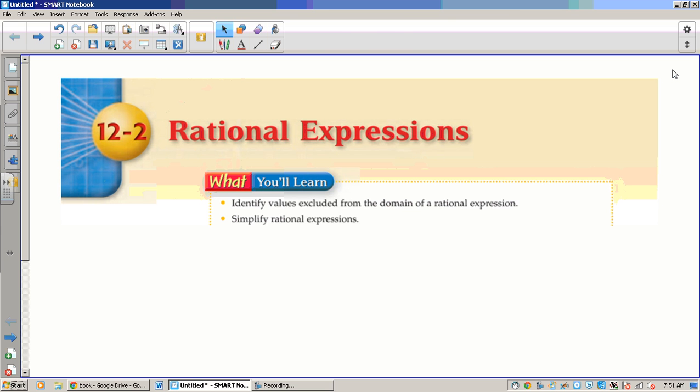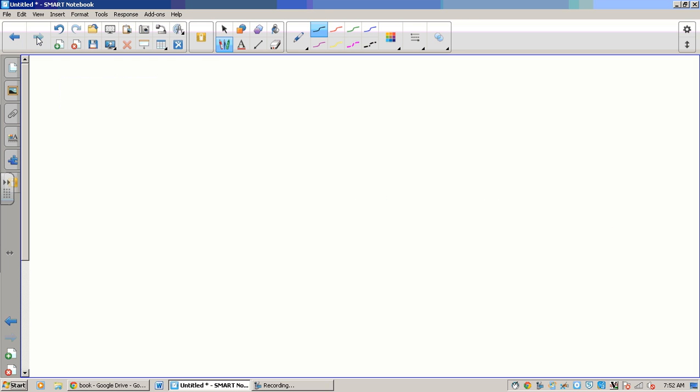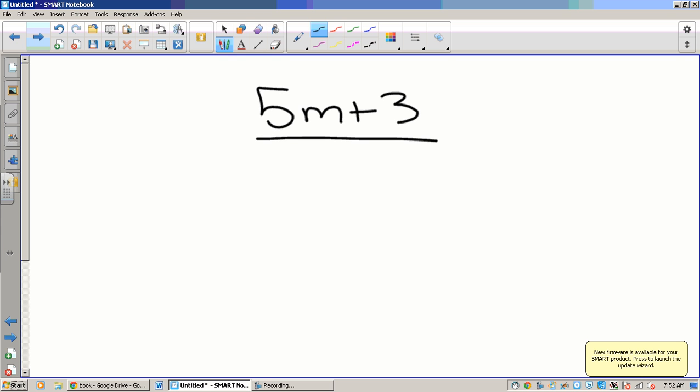Okay, so the key part here is that we're going to look for excluded values in a rational expression. So we're going to look for the things that cannot make the expression true. And then we're going to learn how to simplify rational expressions. So first, let's look at the example in our book, and then we'll look at another one. So if I have 5m plus 3 over the value of m minus 6.